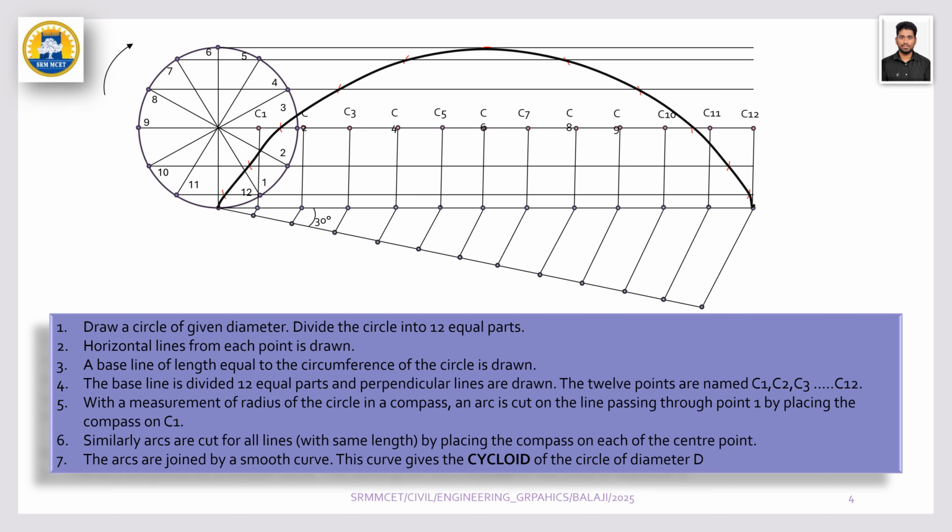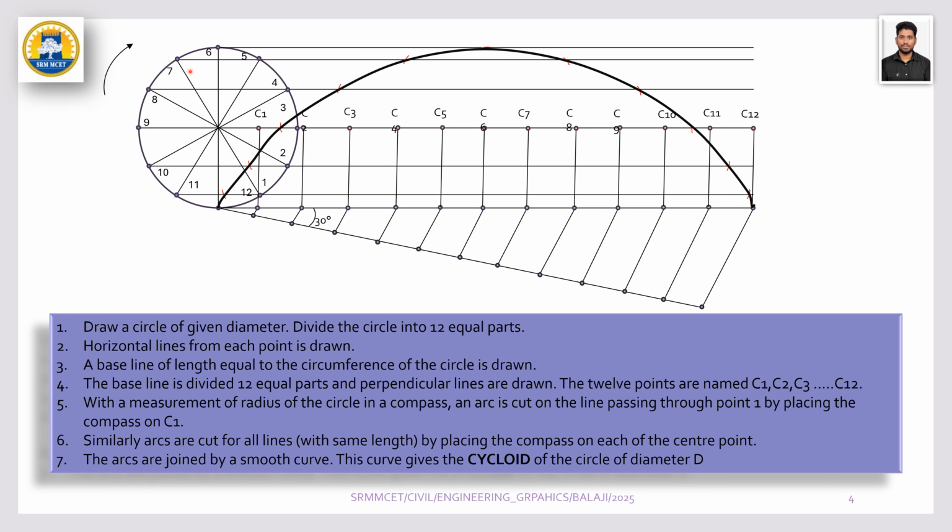Let me just revise it once more. We start off with drawing a circle of a known radius, and then we divide the circle into equal parts. The angle around the center is 360 degrees, so we divide it by 30 degrees, and we obtain 12 equal parts with 30 degrees between them, after which we draw horizontal lines passing through each of the points.